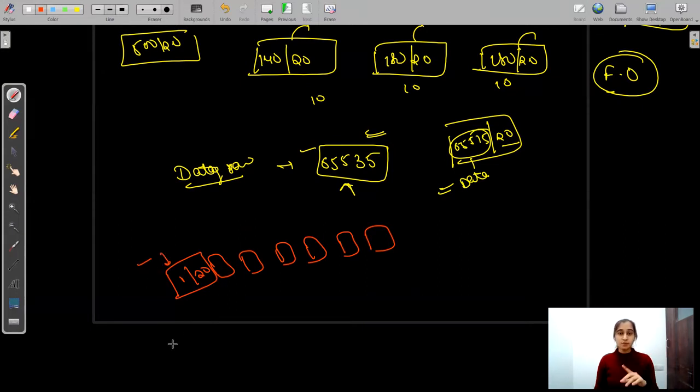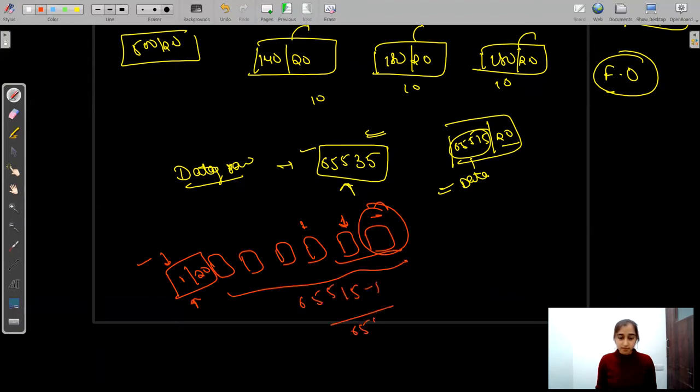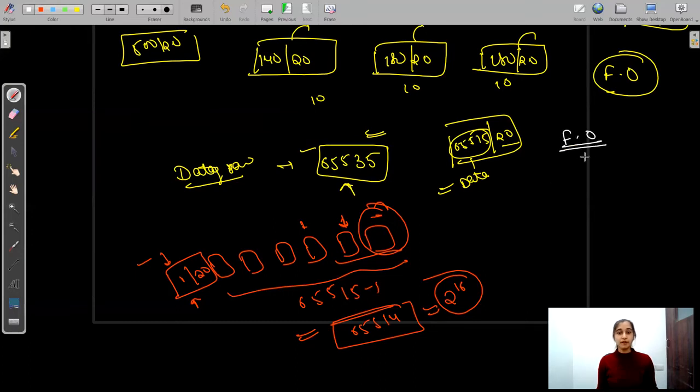So fragmentation offset means how many fragments are ahead of me, right? It tells you the relative position, how many fragments are ahead of you. So how many fragments are ahead of this fragment? For this fragment, it is 65515 minus 1, that is 65514. Nearly it is 2 to the power 16, right? And if you remember, the fragmentation offset field is of 13 bits. That means 2 to the power 13, right?